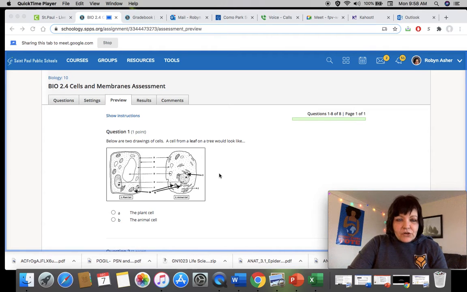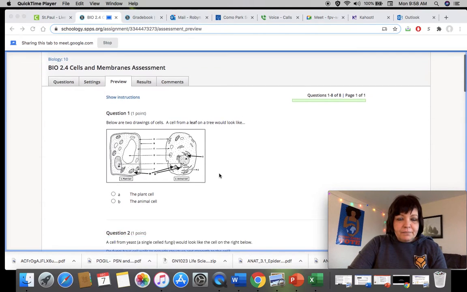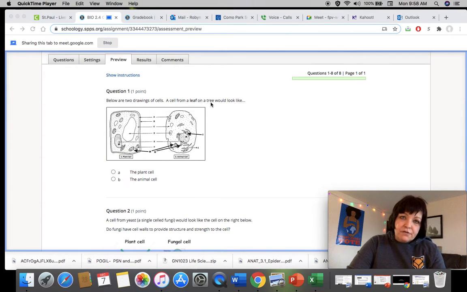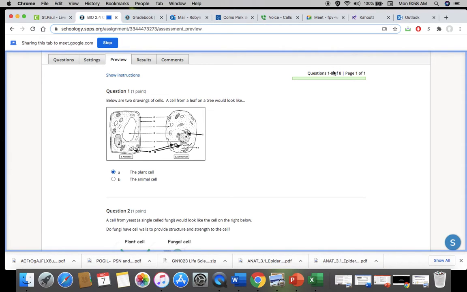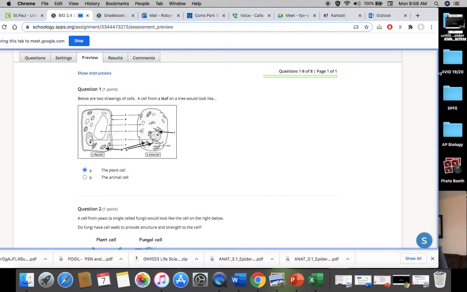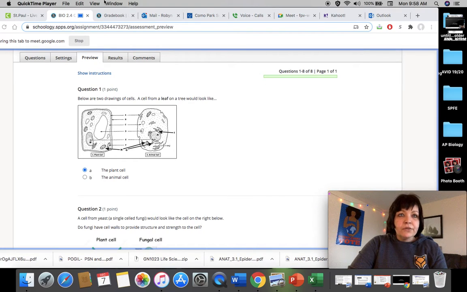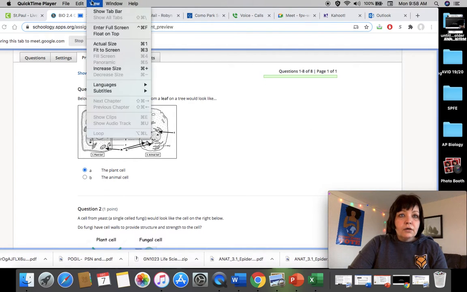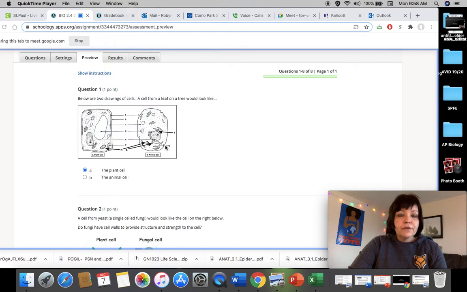Okay, so the first one says a cell from a leaf on a tree would look like, and since it's a leaf on a tree, I thought that was a pretty easy one. Just click plant cell there if you were confused about that.